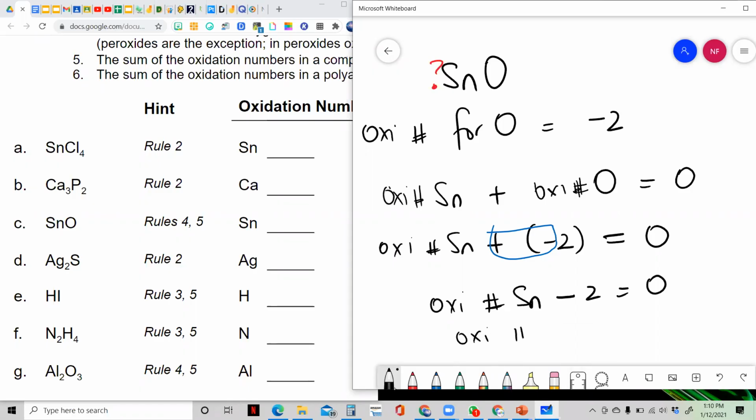Another line. Now, you don't have to do all of this, ladies, but I'm showing you. Carry it over, and you end up with +2. So what is the oxidation number for Sn? +2. All right, I'm going to give you a minute to soak that up, and then we're going to look at the formula and use common sense to get this.